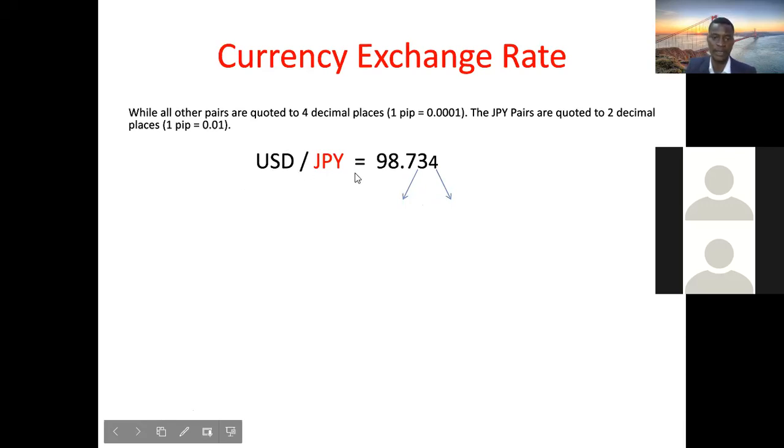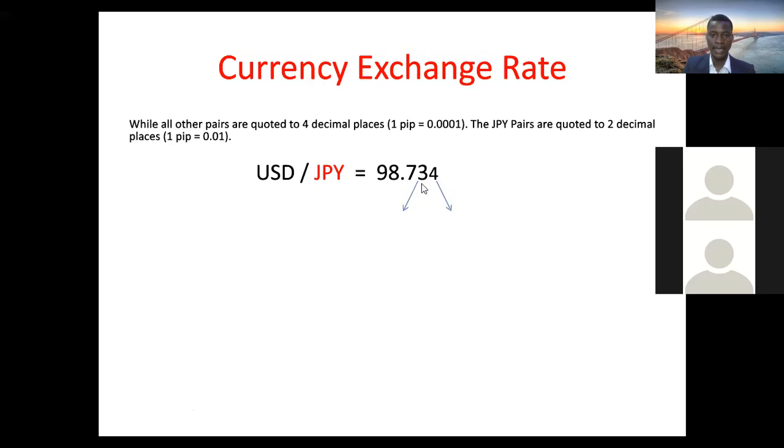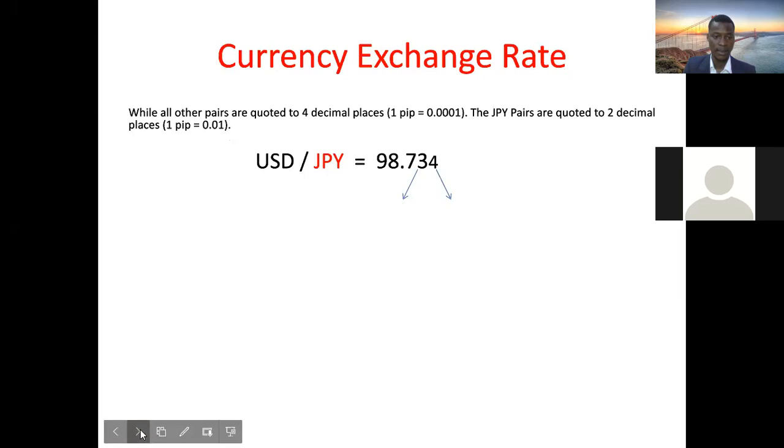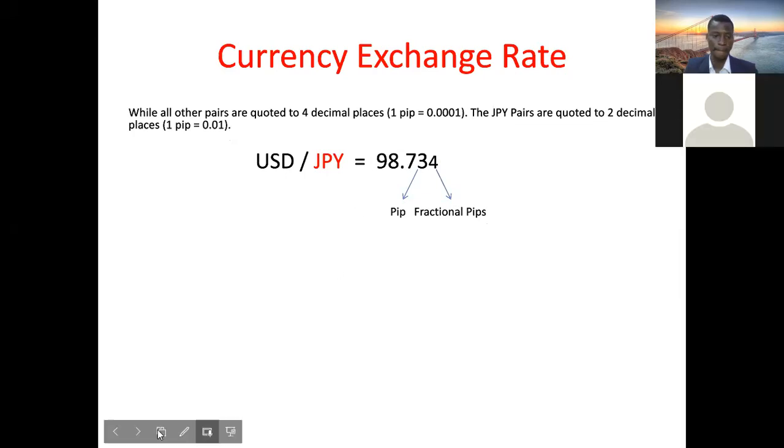So look at this USD, a pair that has JPY. Normally we're going to see it as 98.73. The second decimal, the fourth digit there, is the pip, while the last number, the small fifth number, is the fractional pip. Okay, so this is how it is quoted, where any currency pair that has JPY is mostly quoted like this.